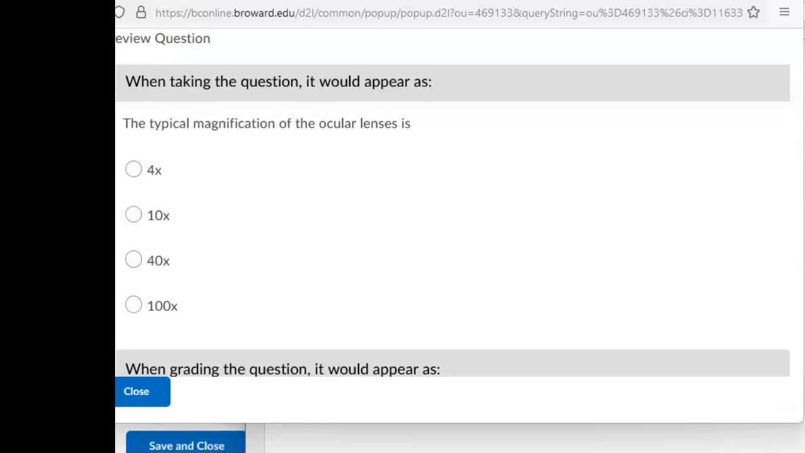Okay, next question. The typical magnification of the ocular lenses is... Okay, I will stop for 5 seconds so you can think about your answer. Okay, the ocular lens is the fixed lens, right? And that fixed lens is always 10, right?